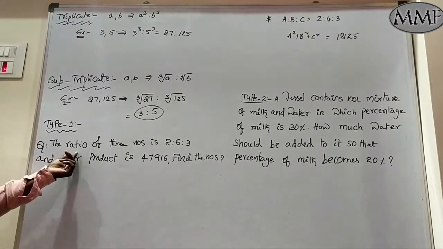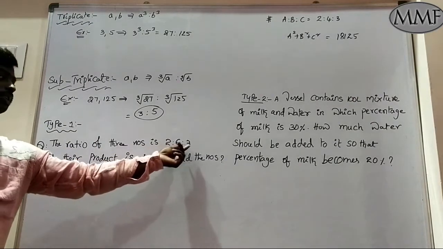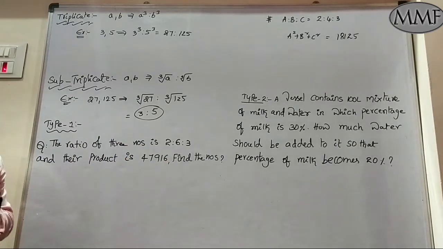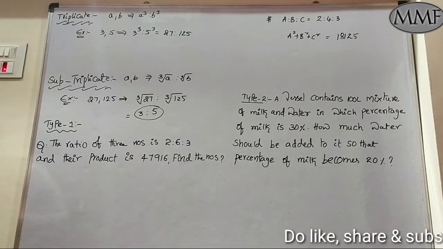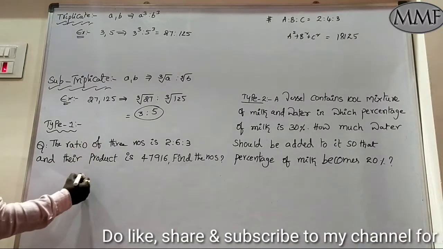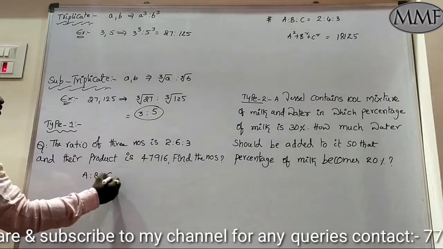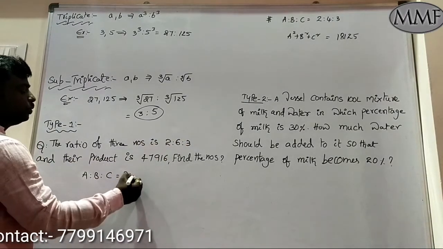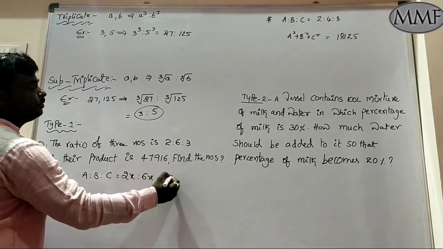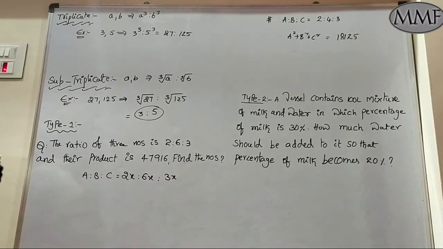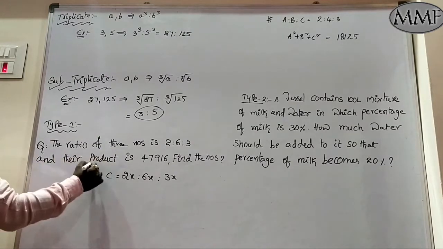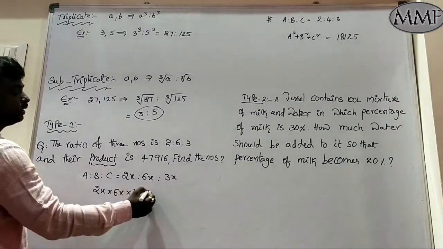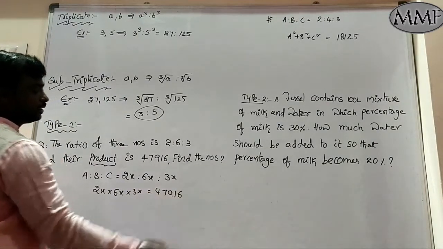Let's see here. The ratio of three numbers is 2 is to 6 is to 3, and their product is 479116. Find the numbers, he is asking. Very simple logic I will tell you. Let the three numbers be A is to B is to C. Given as 2 is to 6 is to 3, but I will take 2x is to 6x is to 3x. Now, what is their product? 2x into 6x into 3x is equal to 479116.